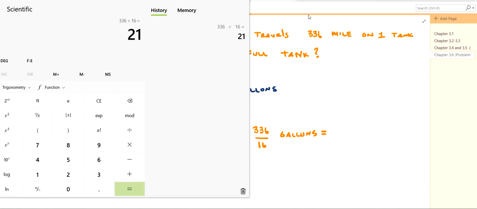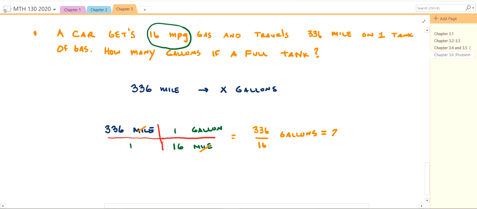I used the scientific calculator here in Windows. 336 divided by 16 equals 21. So this one might seem kind of confusing initially, but it turned out to be a pretty simple problem to solve once you think about it a little.